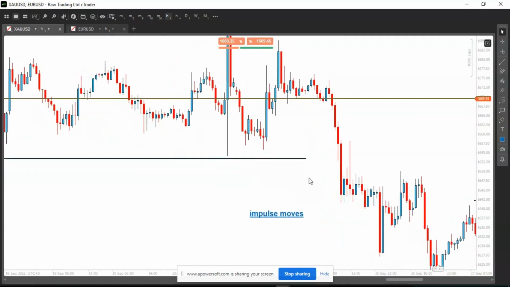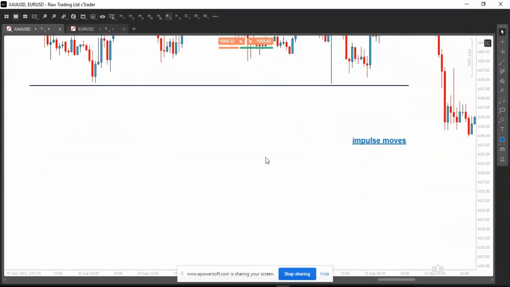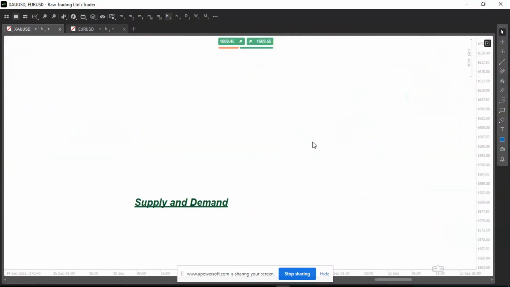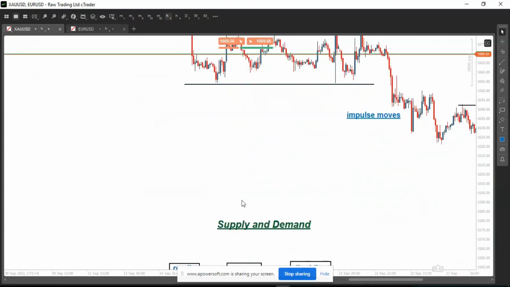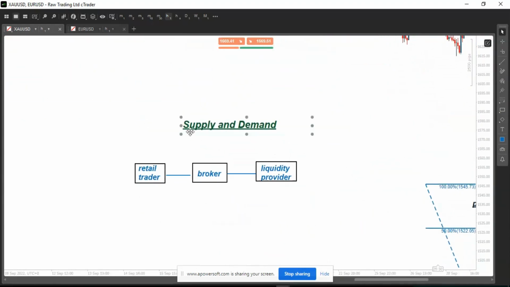So basically today we are going to be looking at supply and demand using discount premium theory. The topic of today is supply and demand, and I'm going to show you what we mean by discount, and what we mean by premium. I have a simple illustration here before we go back to the charts. So the simple illustration is here.